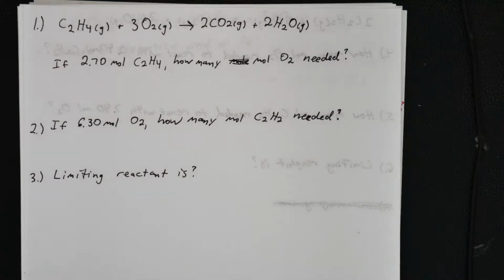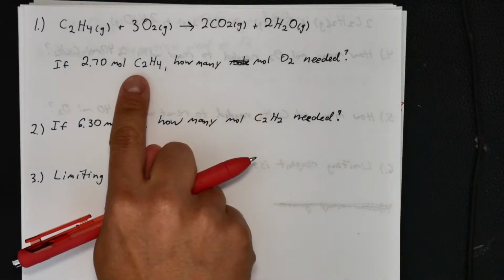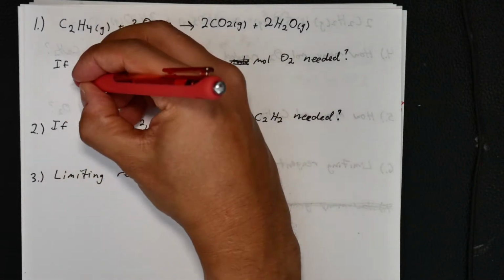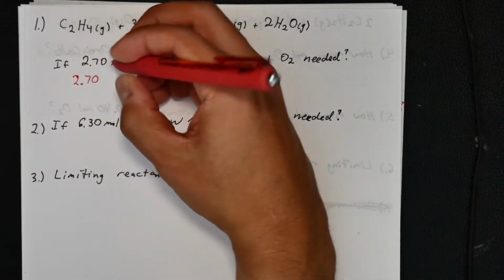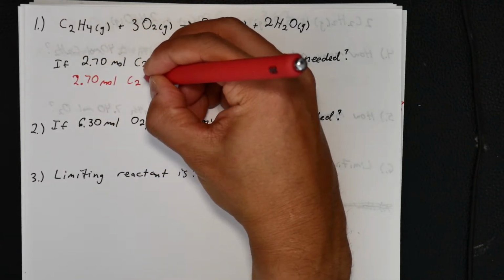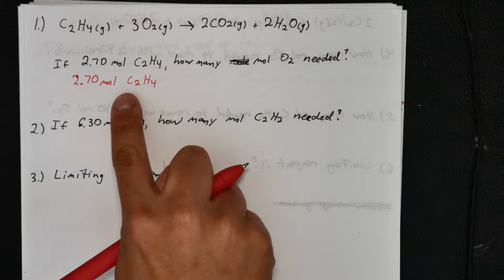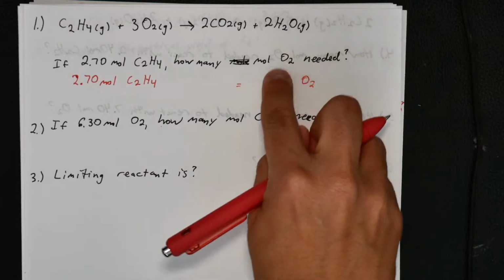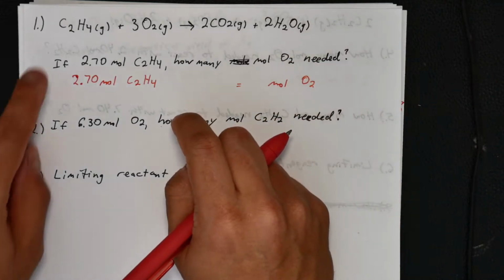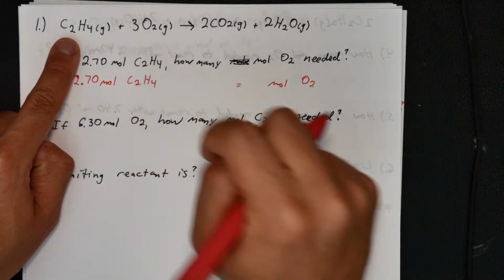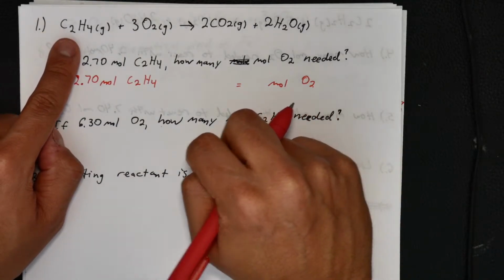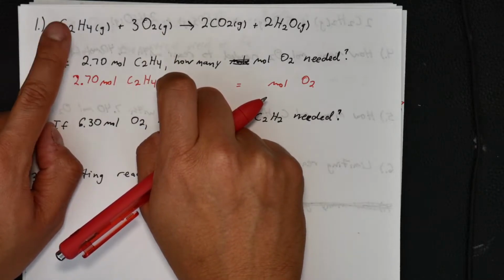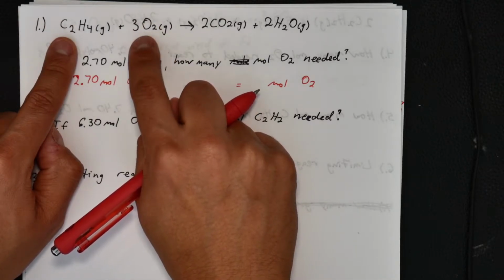Okay, so like I said, I have written down the problem already. Number 1. So we have 2.70 moles of C2H4. How many moles of O2 are needed? They're giving us a reaction, and I've written that down here. So we're going to start with 2.70 moles of C2H4, and we're basically converting moles of C2H4 into moles of O2. Okay, and to do that, we need to look at our chemical equation, and we need to look at the mole ratios between the two. So between C2H4 and O2, it is a 1:3 ratio. So for every 1 mole of C2H4, we're going to need 3 moles of O2.